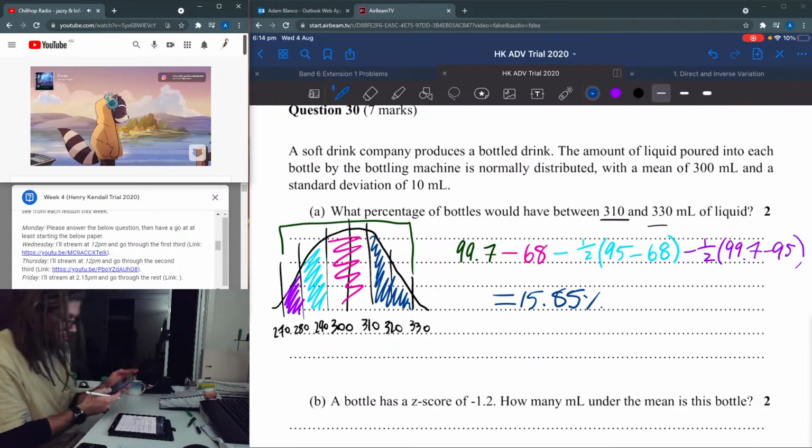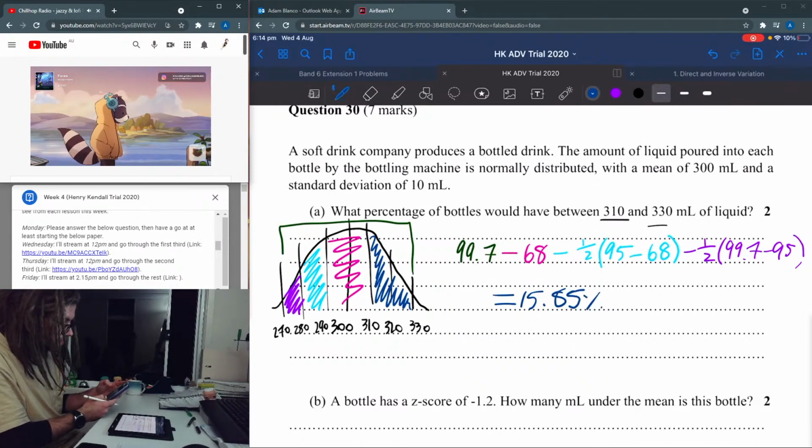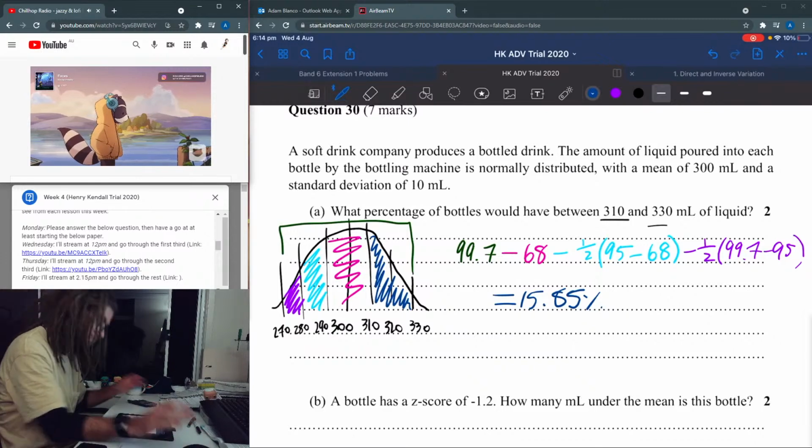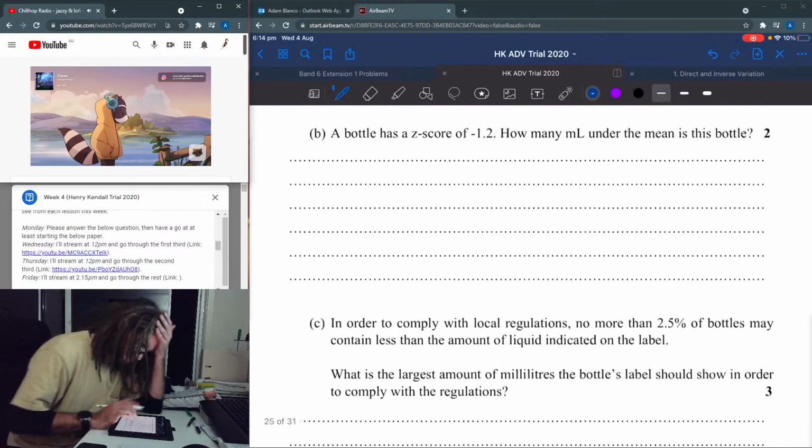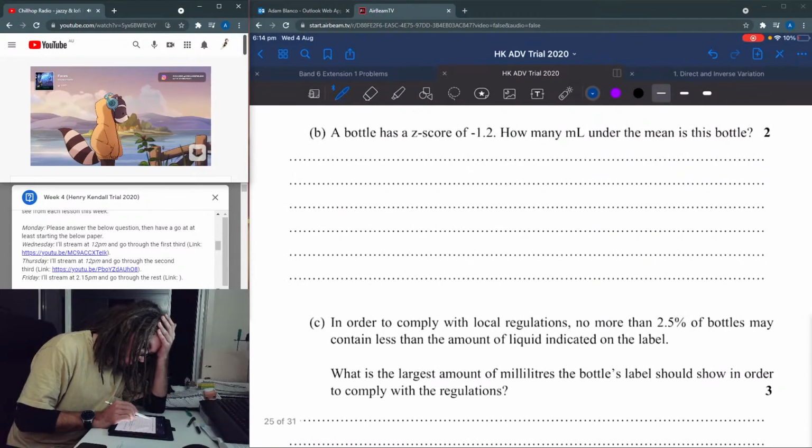I got 15.85%. Does that seem right? I don't know if that seems right. Oh, it is right. Okay. A bottle has a z-score negative 1.2.